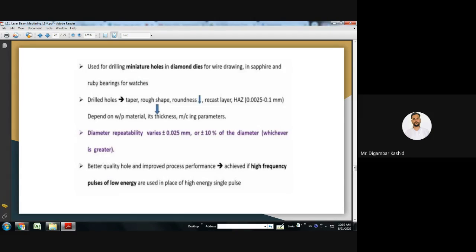So for better quality holes and improved process performance, high frequency with low energy pulses should be used. In that case, we can get better quality holes with improved process performance. If we use a high energy single pulse, then defects like recast layers, heat affected zone, and tapering will be more.